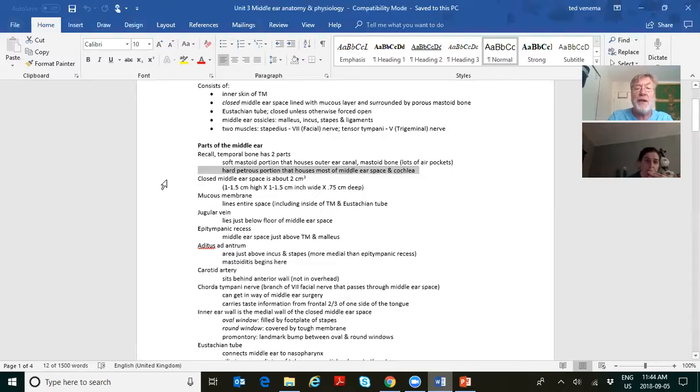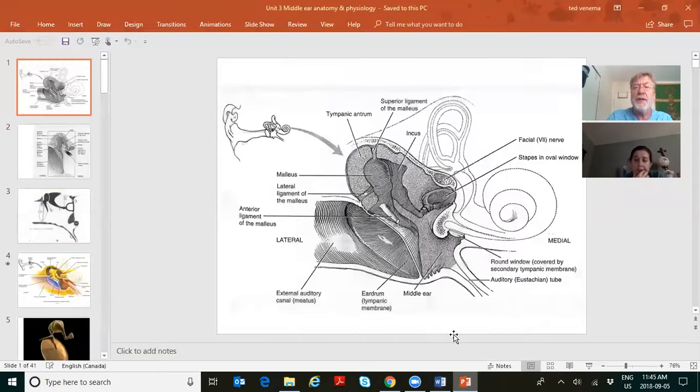And now the closed middle ear space is about the size of a sugar cube. You don't need to memorize this stuff, just it's about the size of a sugar cube. That's the best way to conceptualize it. Mucous membrane lines the entire space of the middle ear, including the inside of the tympanic membrane and the Eustachian tube. The jugular vein lies just below the floor of your middle ear space. So the jugular vein would be somewhere over here, okay? The jugular, go for the jugular.